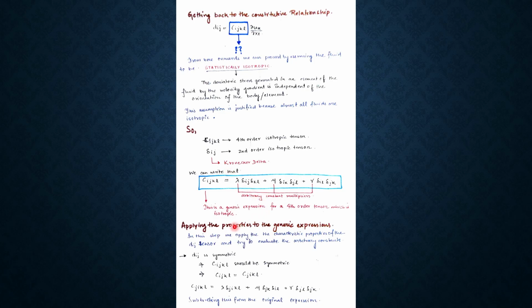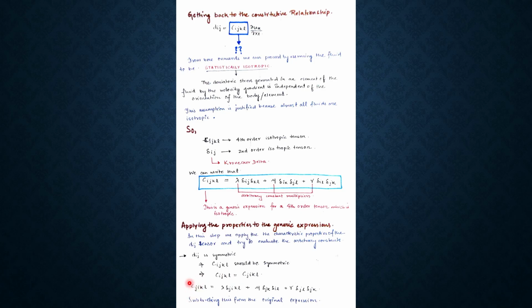Now what we do is apply the properties of the Cijkl to this expression and try to evaluate what these constants can be. The first thing that we apply is Dij is symmetric, and that way Cijkl should also be symmetric. Cijkl is symmetric means Cijkl will be equal to Cjikl. Now in this expression, everywhere that i occurs, we have to replace it with j, and everywhere that j occurs, replace it with i. Now doing that, we end up with an expression like this.